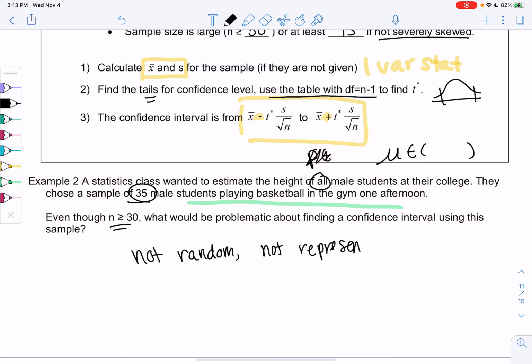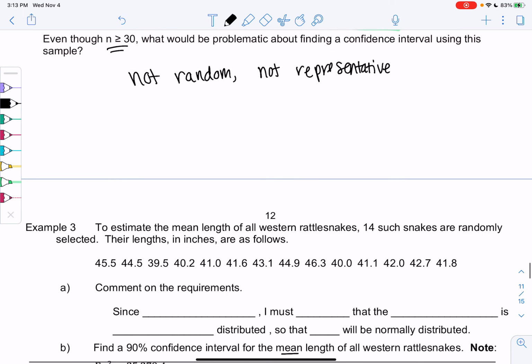So the average might be too tall, right? Athletes tend to be a little taller. Not that that's always true, but the average might be a little too tall. It wouldn't be representative of all male students. So let's do an example of a confidence interval.